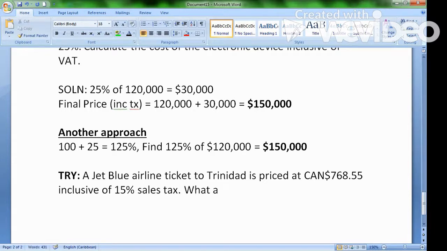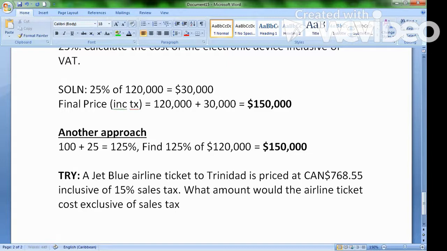What amount would the airline ticket cost exclusive of sales tax? All right, I'm going to give you 3 minutes to write it off and figure it out.